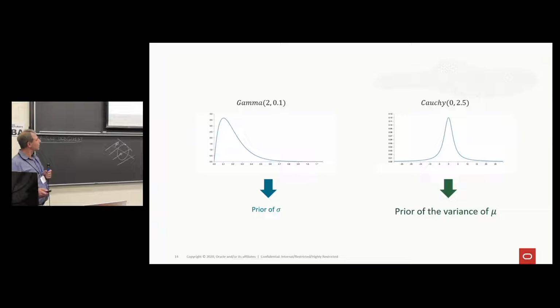We have priors for variances; both promote low values. For the prior of sigma, we are using a gamma distribution. And for the prior of the variance of mu, we are using a Cauchy distribution. They both promote lower values, but gamma promotes values a little bit away from zero. So this will benefit some kind of exploration in the beginning of training. So these are both informative priors.